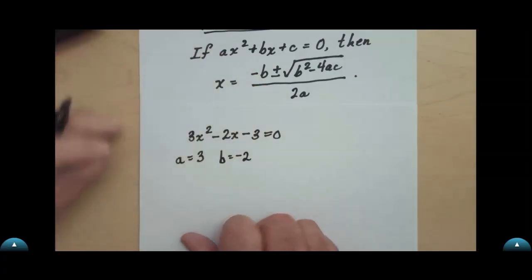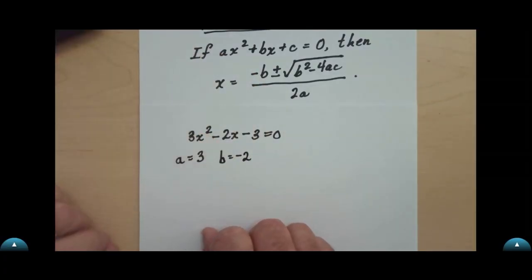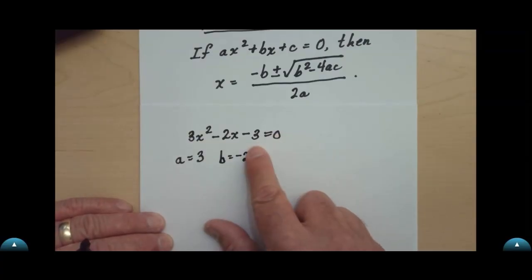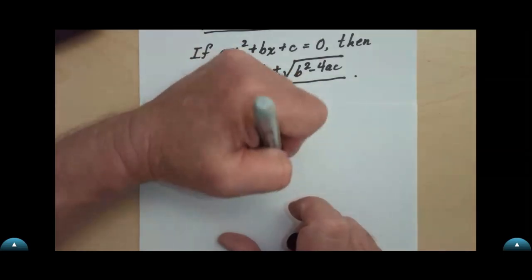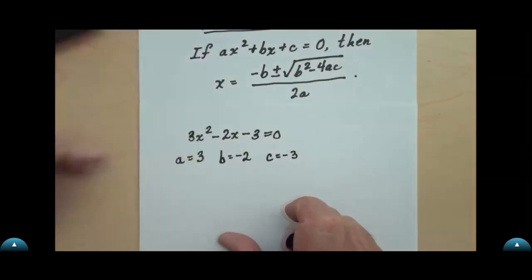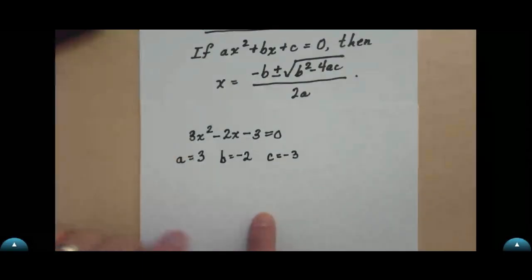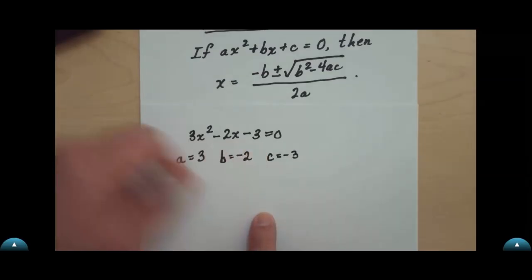It's just whatever that number is that's multiplied times our first degree variable x. And then C is our constant term. And again, notice C isn't 3, C is negative 3. Everybody with me there? So all we're doing at first is we're just figuring out what are our particular values of A, B, and C for this particular problem.